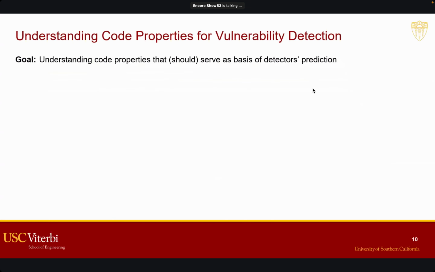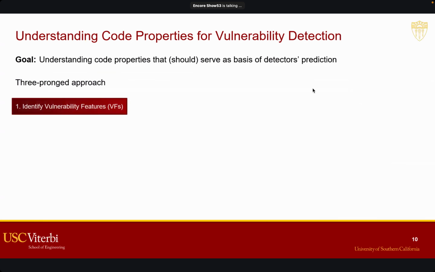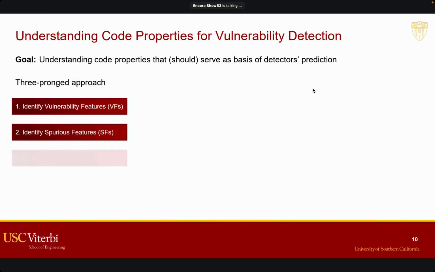So to understand these code properties, in this paper, we propose a three-pronged approach. First, we want to identify the properties that actually contribute to vulnerabilities. We call them vulnerability features, or VFs for short. Next, we also want to look at the properties that only falsely correlate with vulnerabilities. We call them spurious features, or SFs. And lastly, we want to see how these vulnerability features and spurious features impact these detectors.